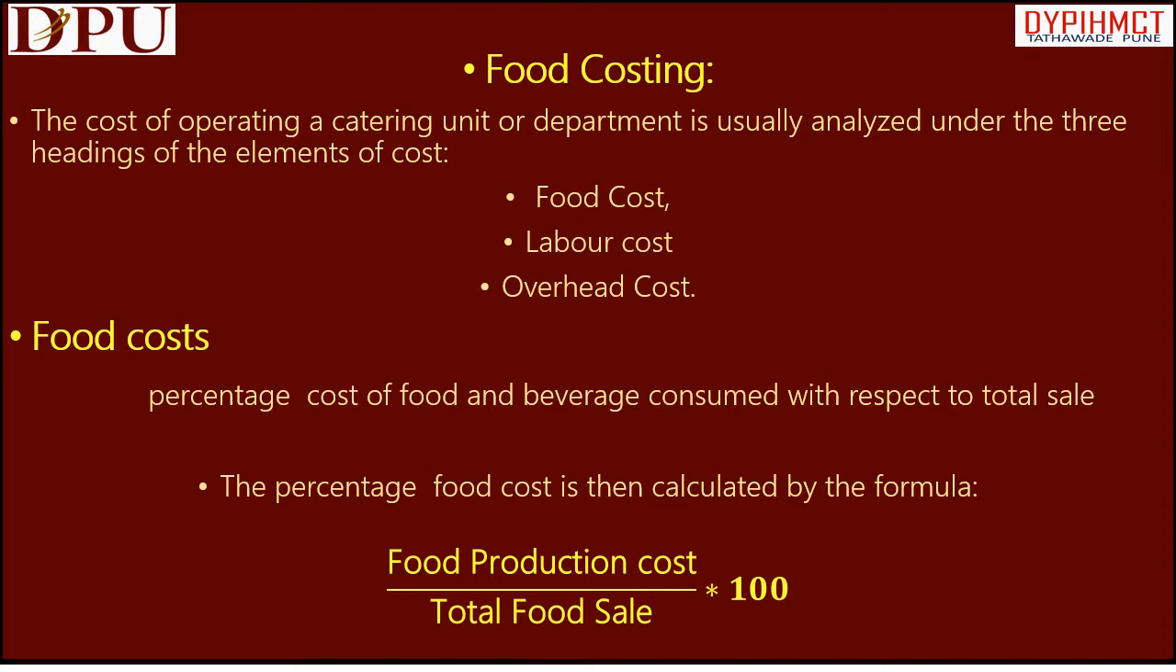Let us see what the food cost is. Food cost is always calculated in terms of percentage. The food cost is nothing but the cost of preparation of food and beverage consumed, with respect to total sale, in terms of percentage. The percentage food cost is then calculated by the formula: food production cost, divided by total food sale, into 100. By using this formula, one can calculate the exact food cost.